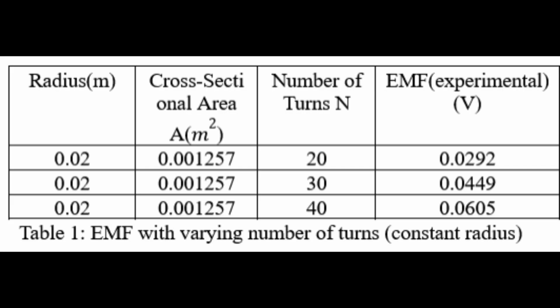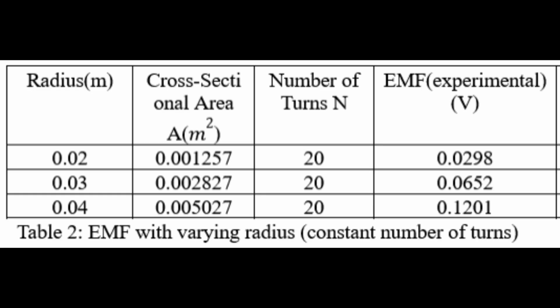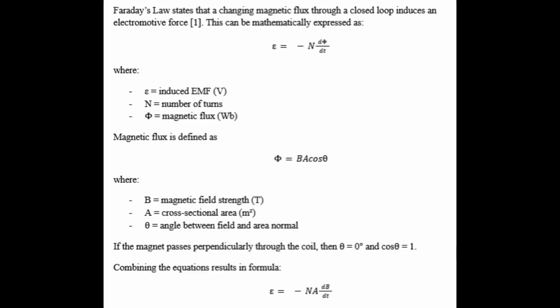In the first part of my experiment, I performed the experiment with constant radius but a different number of turns in each coil. With 3 different windings, I got these results. In the second part, this time I performed experiments with a constant number of turns but a different radius in each coil. With 3 different radii, I got these results.